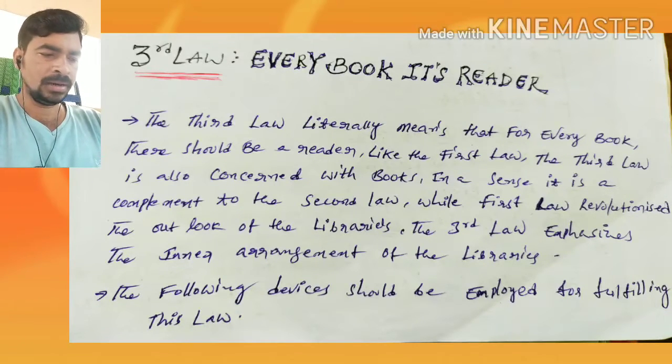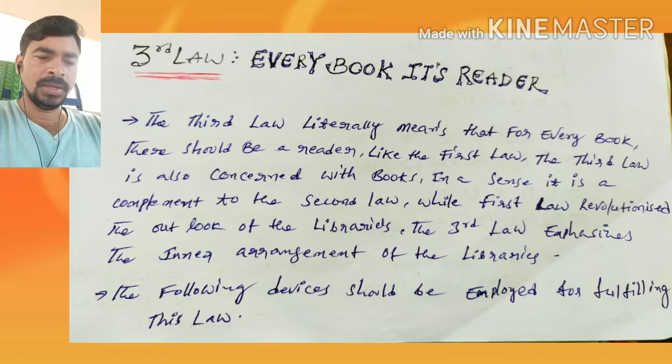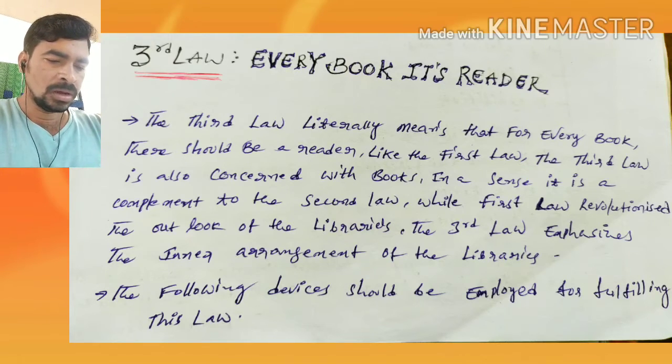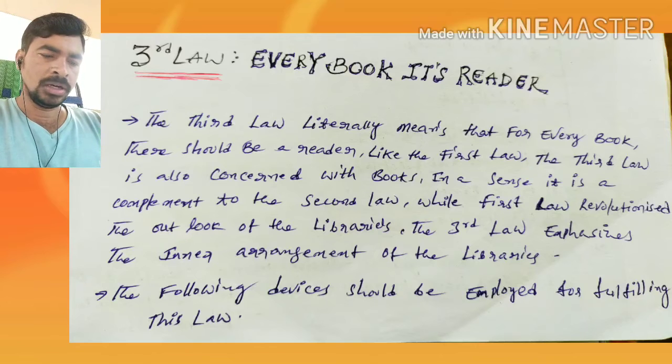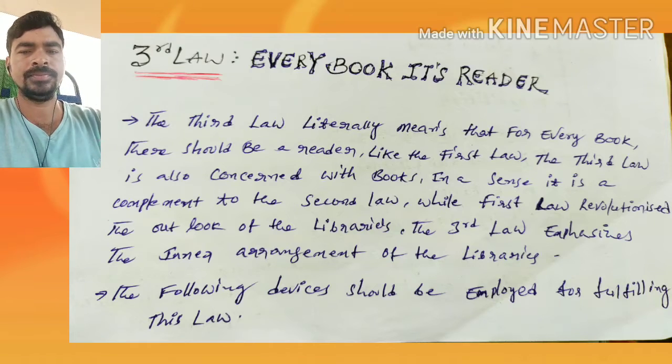Every book its reader. The third law of library science means that for every book there should be a reader, like the first law. The third law is also concerned with the book. In a sense, it is a complement to the second law. While the first law revolutionized the outlook of the libraries, the third law emphasizes the inner arrangement of the library. The following devices should be employed for fulfilling this law.